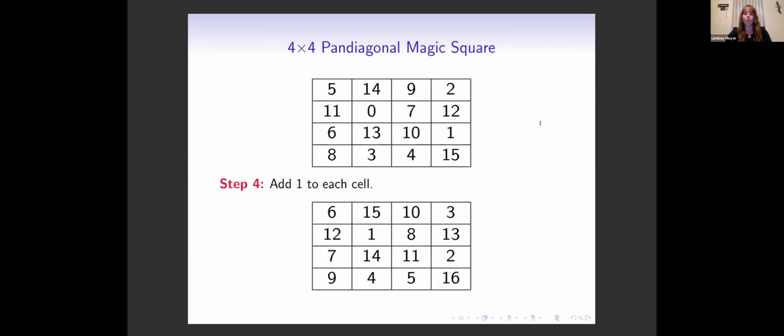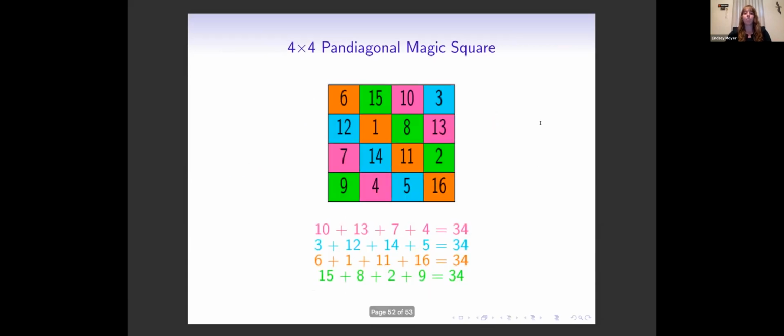We now actually have a full pan-diagonal, and to just show that it works, I've added up all the pink, blue, orange, and green cells, and you can see that all of them do equal the 34, which is our magic constant for a 4x4.